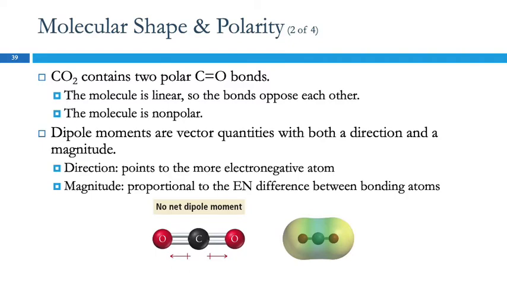So if we look at carbon dioxide, carbon dioxide has two double bonds. These are both polar bonds. The oxygen's more electronegative, and so the electrons are being pulled out towards the oxygen. And on the other side, this oxygen is also more electronegative than the carbon, and so this is pulling the electrons out in this direction.